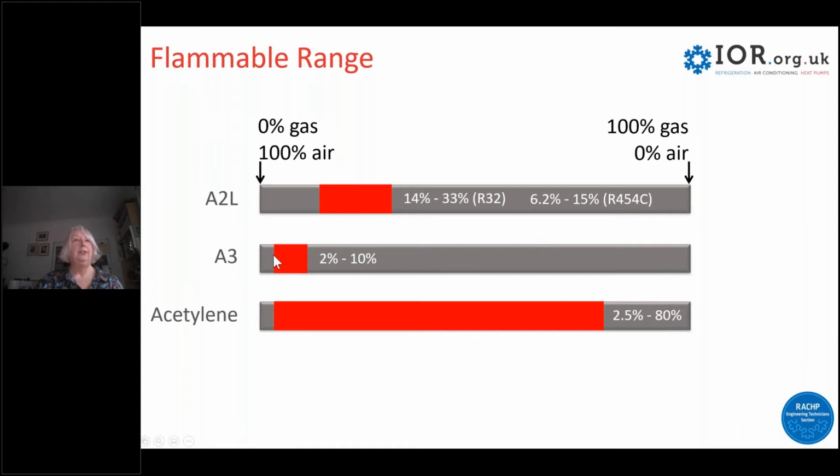So for the A3s, you need less refrigerant to start to become flammable, so around about 2% of refrigerant in air, whereas for the A2Ls, you need more refrigerant to become flammable. So for R32, for example, a very widely used A2L refrigerant, you need 14% to start to become flammable, to come into this range here where you're flammable.